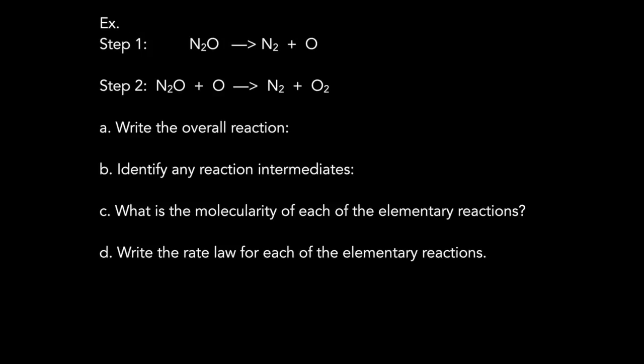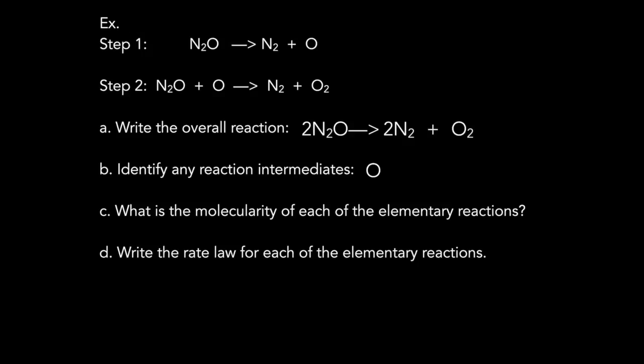Here I've got step 1 and I've got step 2. The overall reaction, I need to add these 2 elementary steps together. Notice the O's are going to cancel each other out. And so what I'm going to be left with is 2 N2Os, 2 dinitrogen monoxides, and 2 nitrogen gases, and 1 oxygen. And so the intermediate is the species that does not show up in the reactants or the products, so that would just be oxygen.